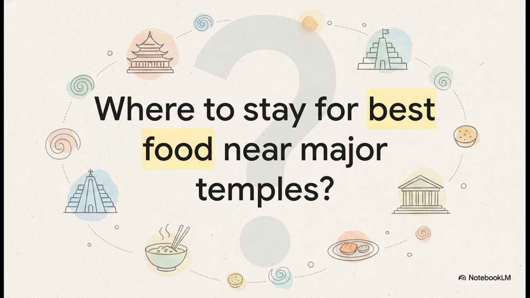Because the AI has pre-built all this structured knowledge, let's see what happens when you ask a really complex question, like what neighborhood should I stay at if I want to be close to the best food and still near the major temples? The AI doesn't have to frantically search through raw, unorganized articles anymore.